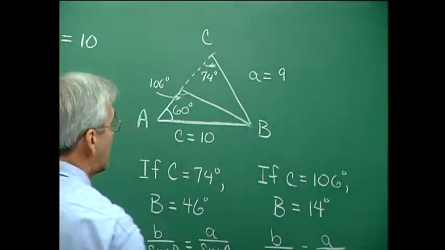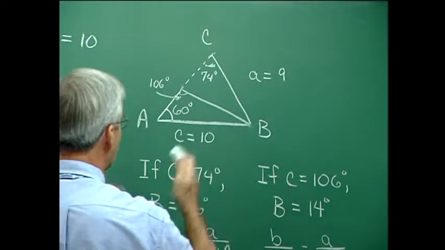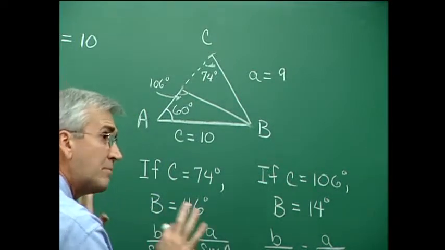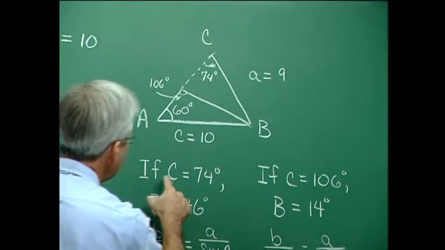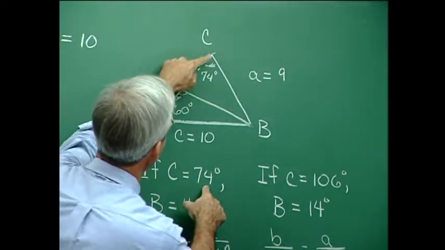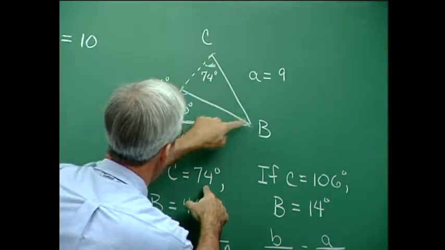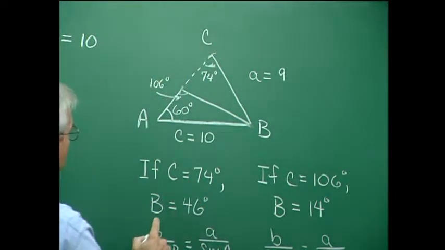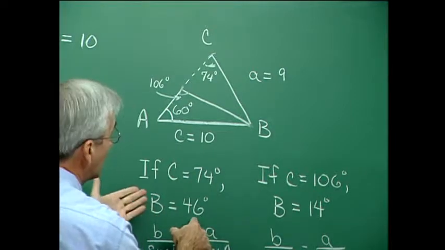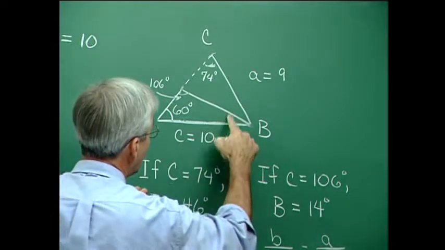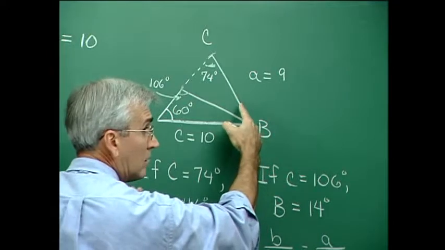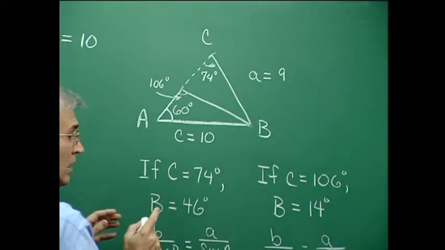All right, so that's pretty easy to see. What about the length of the side, though? Side B, how do we deal with that? Well, if C is 74 degrees, now this would be the case where we're dealing with this triangle, then B would be 46. All right, so this would be a 46-degree angle using the technique that I just talked about.